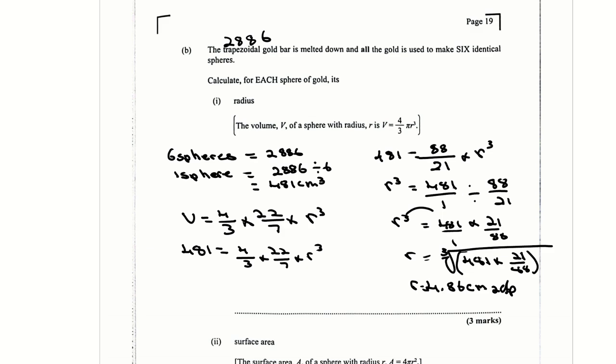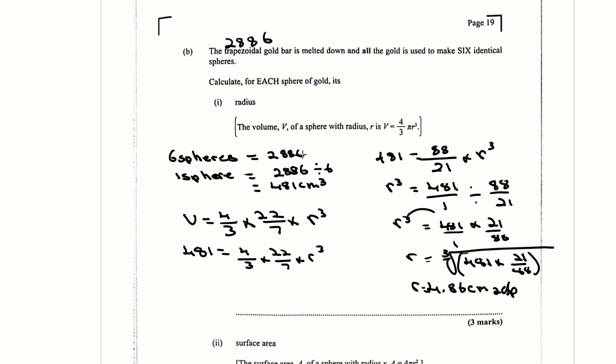This one here. The trapezoidal gold bar is melted down and all the gold is used to make 6 identical spheres. Calculate the volume of each sphere of gold. So we know that if 6 spheres use all that trapezoidal gold bar, the 6 spheres would have 2,886 centimeters cubed. Right?